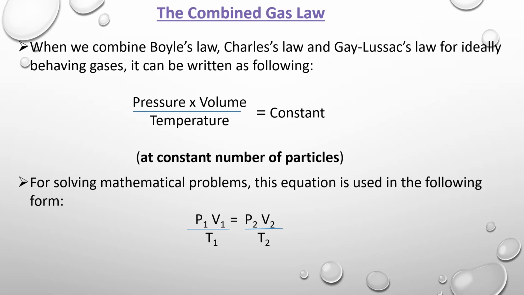When we combine Boyle's law, Charles' law and Gay-Lussac's law for ideally behaving gases, it can be written as follows. Pressure multiplied by volume divided by temperature is equal to constant at constant number of particles. For solving mathematical problems, this equation is used in the following form: P1 V1 divided by T1 is equal to P2 V2 divided by T2.